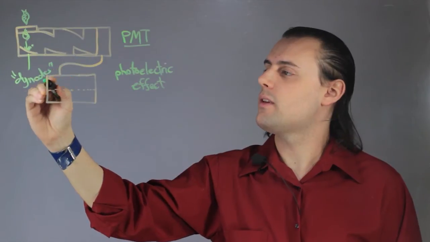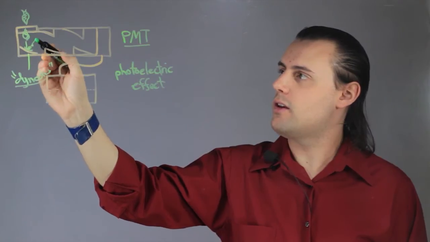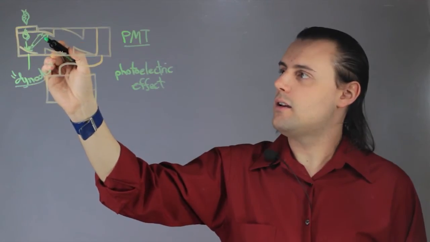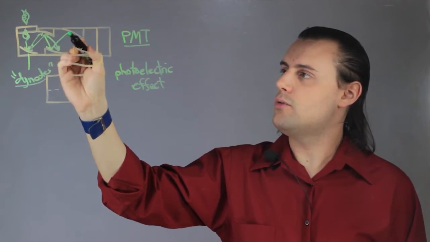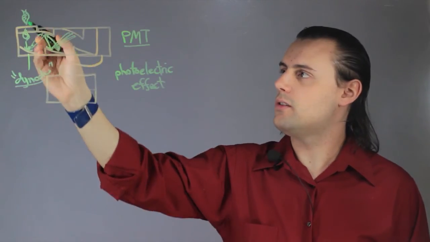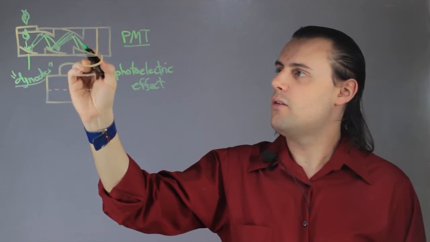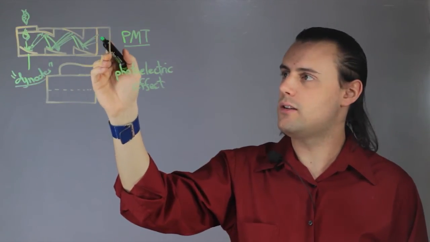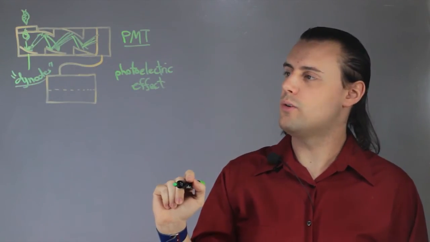D-Y-N-O-D-E-S. Now, when a couple electrons are knocked off the first dynode, they'll be attracted to this other dynode, and more electrons will be rejected from that material. So you end up with a cascade effect of many, many electrons just from one or two photons initially hitting the first dynode. When this happens, you end up with a sizable electric field and electric current because you have many charged particles moving in some unit or interval of time.